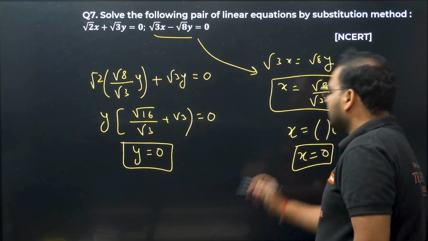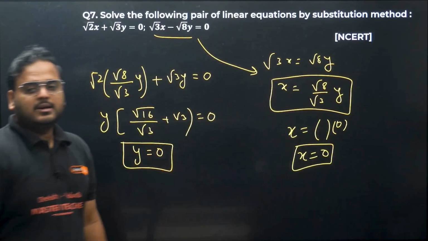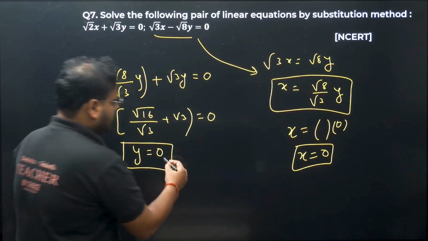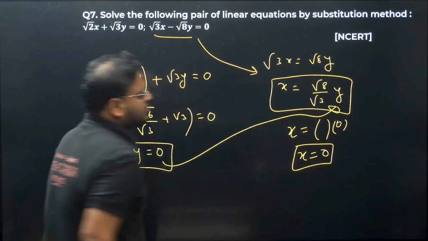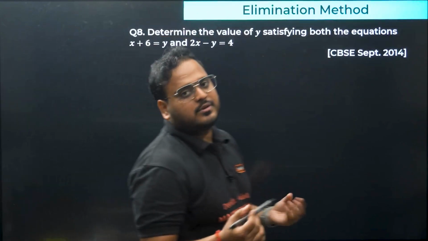So what is my answer? x 0 and y 0. Clear? Yes? Please check. x 0 and y 0. Alright. So this completes our method of substitution.